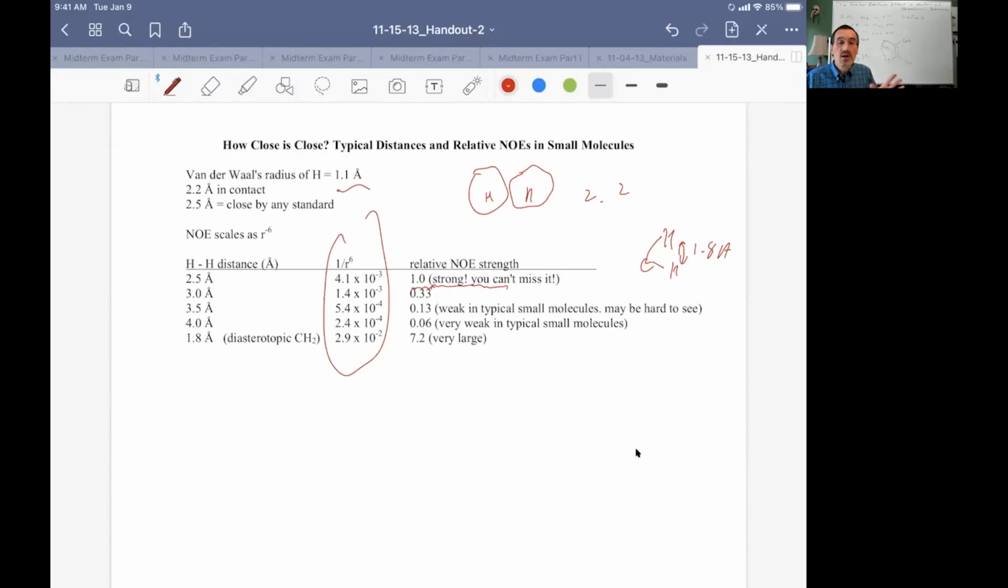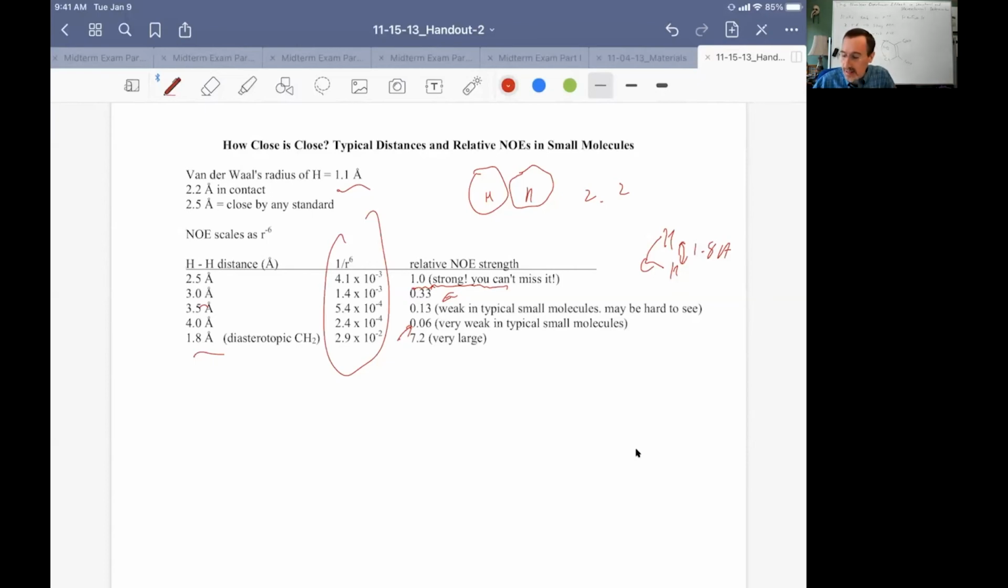And I said, okay, if we say 1 over 2.5 to the 6, 4.1 times 10 to the negative third, normalizes to 1, what's a 3 angstrom NOE? Well, it's about a third as big. What's a 3.5 angstrom NOE? Well, it's just about 10% or 13% as big. 4 angstroms is getting pretty small. 1.8 angstroms, those 2 diastereotopic hydrogens, is large. So that's kind of calibrating your ruler in terms of what to expect.